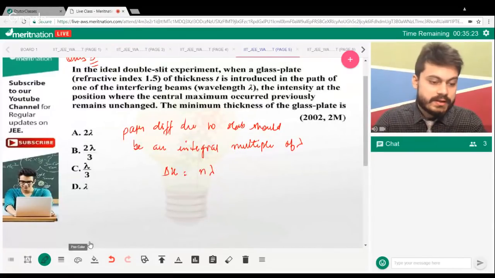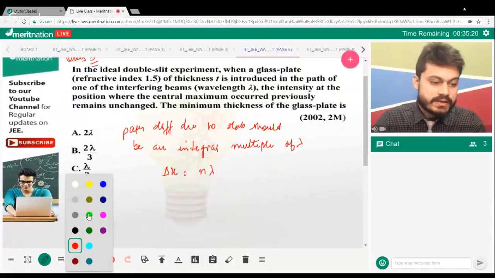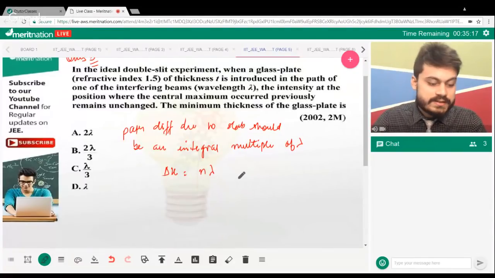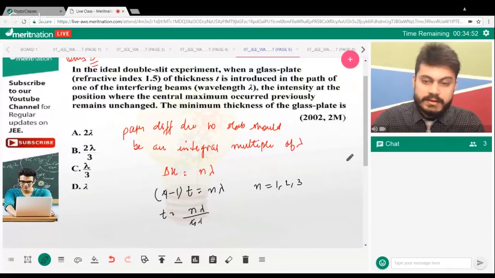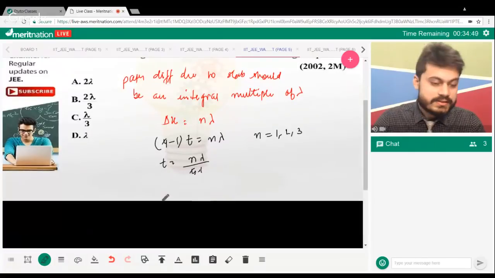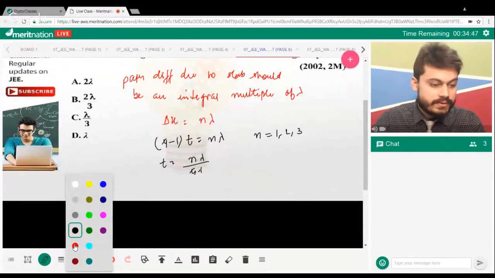Now what is the path difference because of the insertion of this extra glass plate? It will be mu minus 1 into t, where t is the thickness, should be equal to n lambda, where n should be an integral multiple, so it can be any integer 1, 2, 3. Now thickness becomes n lambda by mu minus 1. Okay, now you guys are changing your answers. That is good, but try to get the logic over there.